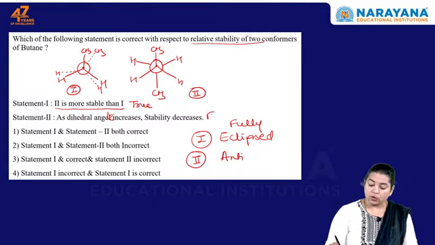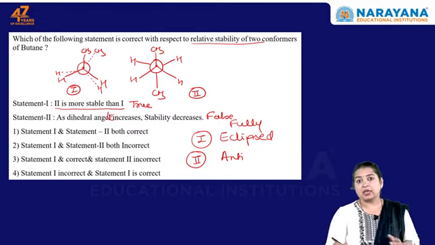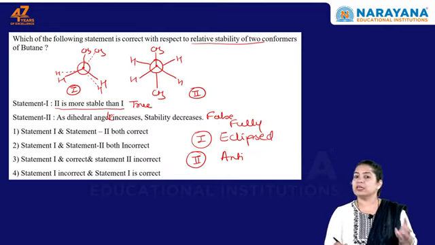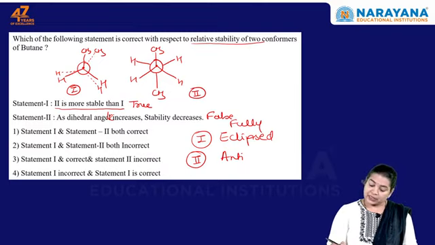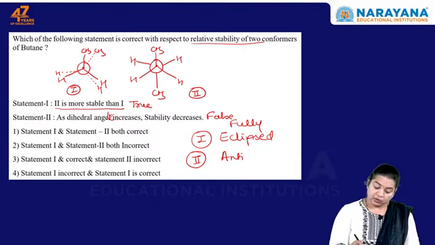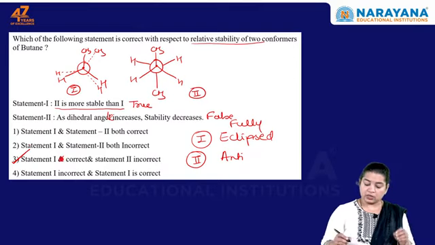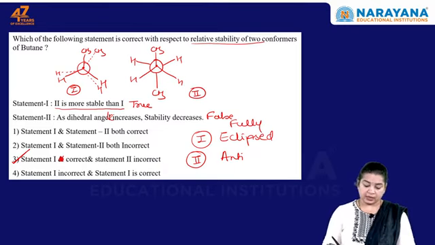That is untrue. That is false, because as the dihedral angle increases, the repulsion between the bulky groups decreases, stabilizing the particular structure, stabilizing the particular conformer. So the second statement is false. First statement is correct. So let us check. First statement is correct and second statement is incorrect. So I think third is our choice. Statement 1 correct and statement 2 is incorrect.